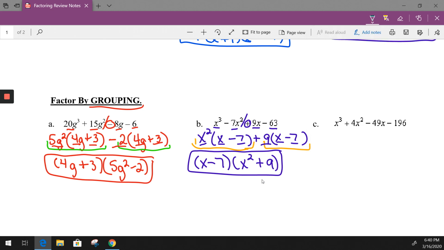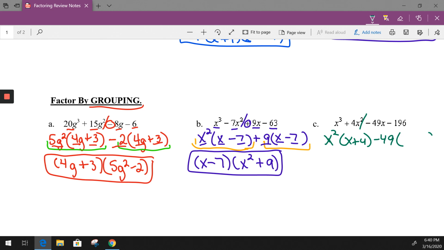All right, so in my next example, again, I have 4 terms. I'm going to split the first 2 terms from the second 2 terms. Ask myself, what can I factor out of these first 2 terms? An x squared. And then when I factor out an x squared from both of those terms, I'll have x plus 4 in parentheses. The next 2 terms, I can factor out a negative 49.